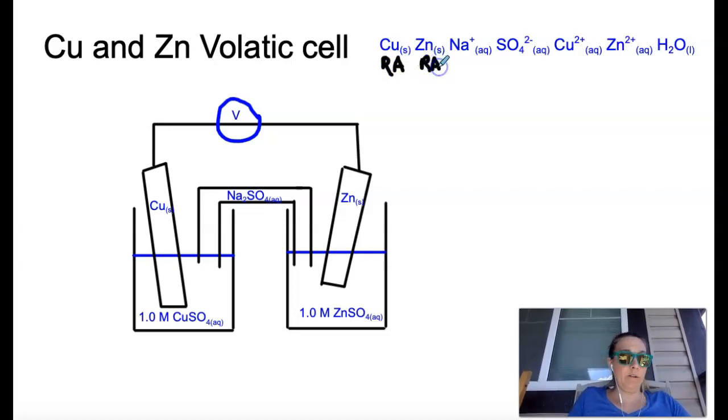Okay, then we look for the sodium ion. It's way down near the bottom on the left-hand side. So that means it's an OA.